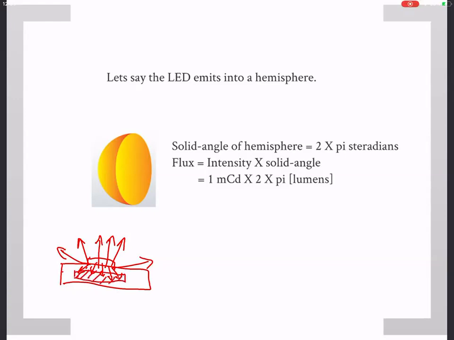By the way, the development of the LED was, of course, a subject of the Nobel Prize a few years ago, as many of you know.